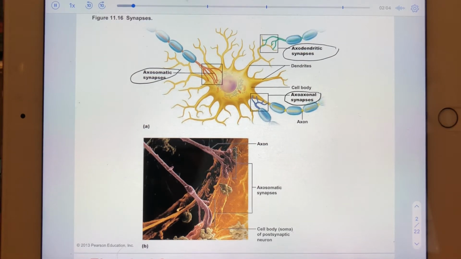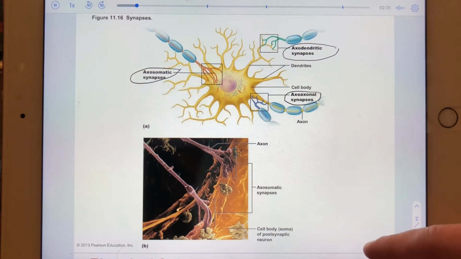I just put a G in there. Nope. And now, okay, let's back up. Axoaxonal. Woo! I've been lecturing all day, so maybe I should stop. And yet, I don't intend to.